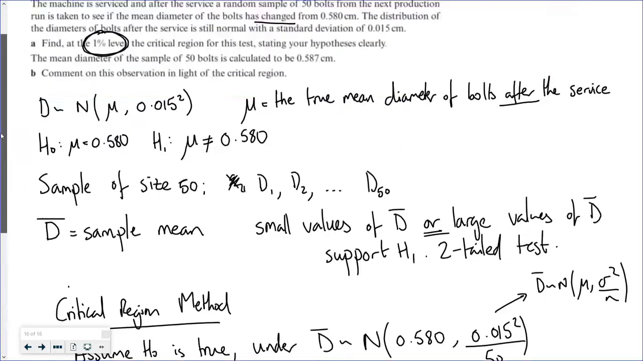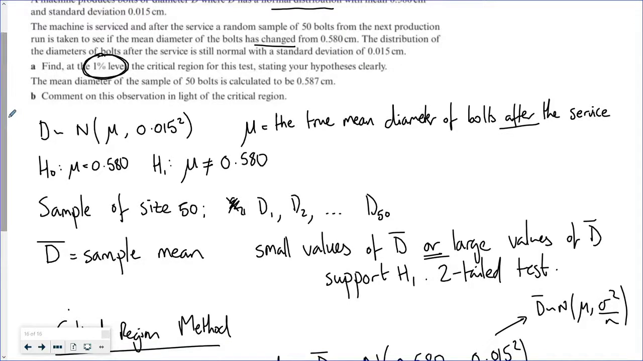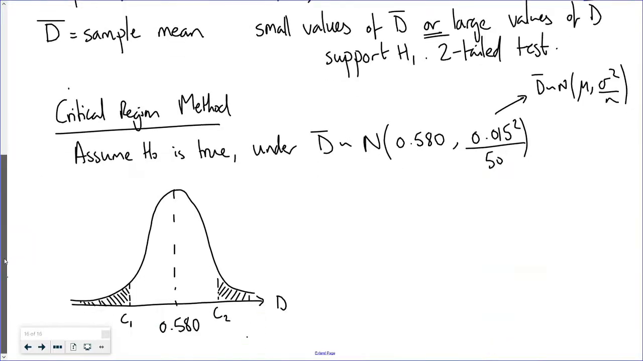Now we need to look at our significance level, which is a 1% significance level. So because we're splitting this 1% up into two regions, we want no more than half a percent in each tail. So let's write that down, 0.5% in each tail.